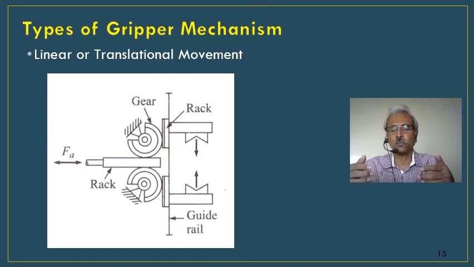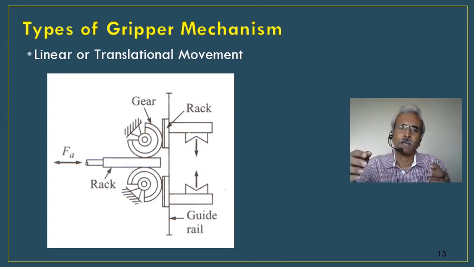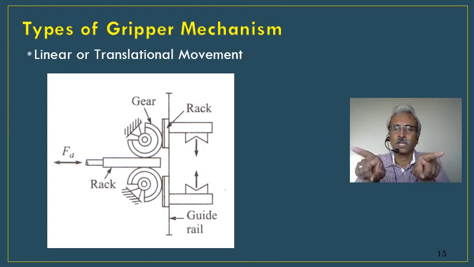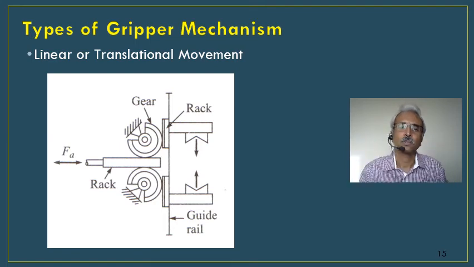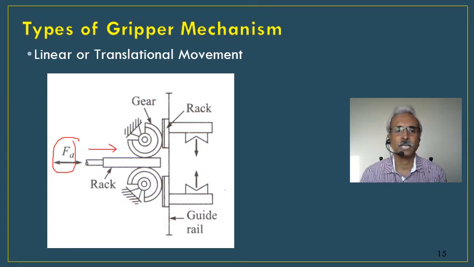Another thing is, what if you have objects which have a square cross section? Using a pivoting mechanism, it's difficult to grasp them. Instead, if you have linear or translational movement, it can come like this and then hold it. Here you have your standard rack and pinion setup, and there is a force given here. The piston either goes inside or outside, and that rotates the gear, and this gear is in contact with the rack here. Thereby this movement is given.